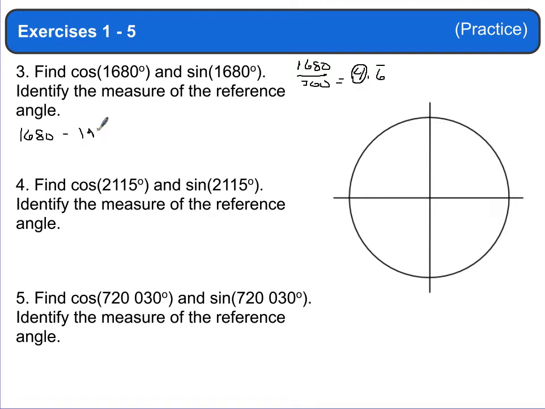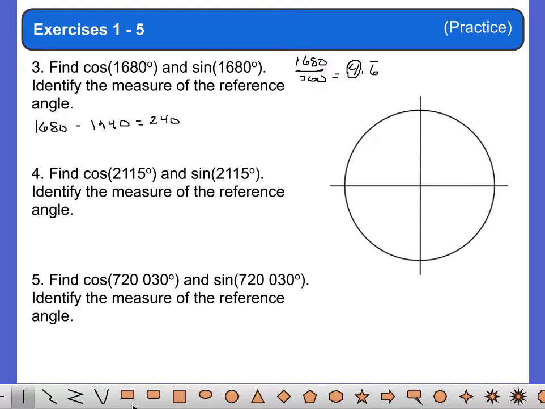So 1440. So 1680 minus 1440, and we're going to get 240. Now, what does that mean? Let's make sure we understand this idea. So we have our initial ray, which is right here. And we take our terminal ray and we rotate around 1, 2, 3, 4, and we're going to go to 240.